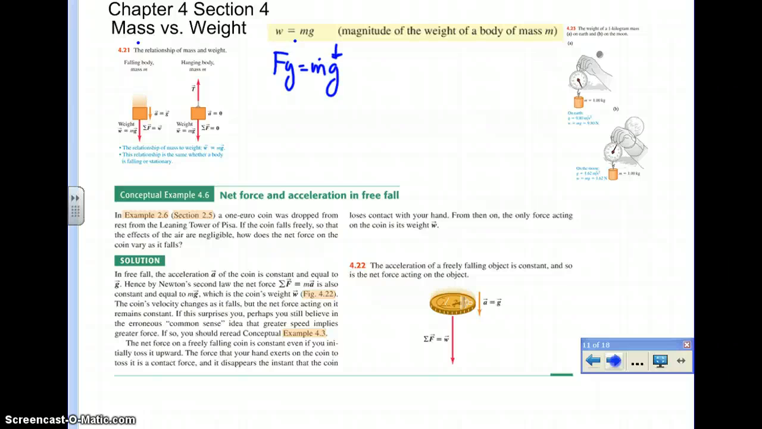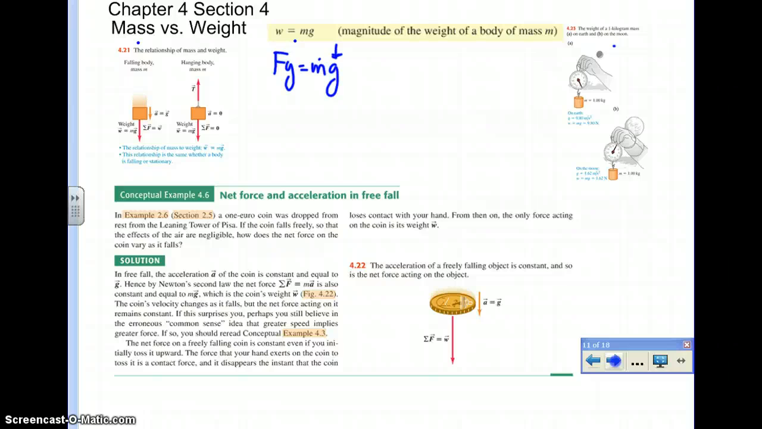If you get up in space where you're practically weightless, it's because you still have mass, but you no longer have as much acceleration. If you go to the moon, it's less. If you go to Jupiter, it's more. So knowing how to calculate your weight is really dependent on where you are. So when you think about this, that's the key idea: weight is dependent on location. Mass is never dependent on location.